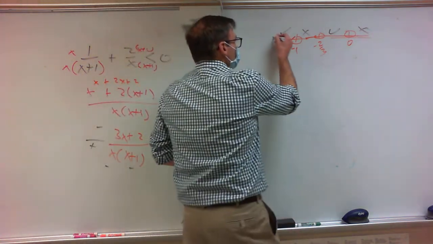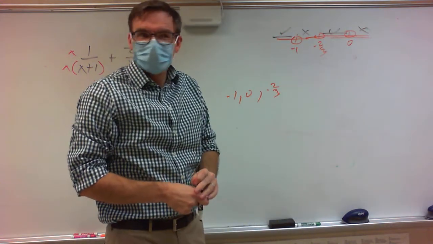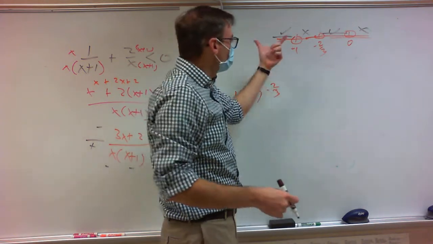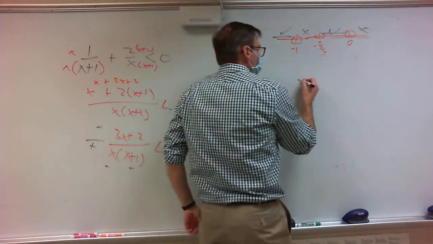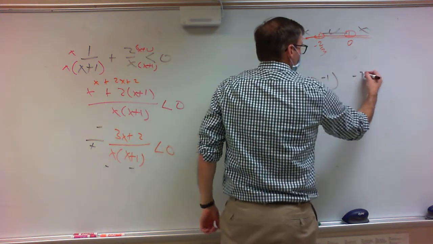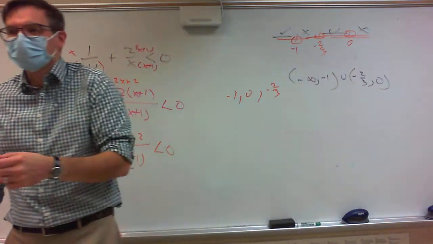Well, now, I have to write down these two intervals using interval notation. And so this interval, well, let's see, it's going from negative infinity to negative 1. And this interval goes from negative 2 over 3 to 0. A little union there, and I've got my answer.